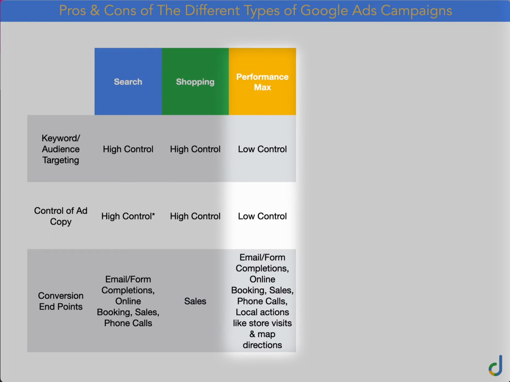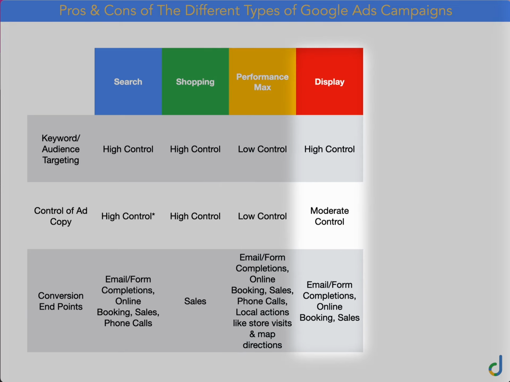Performance Max. Now, this is the one where you've got low control. So you have low control over keyword targeting and audience targeting. One thing I really want to stress is that you can't control Performance Max. So for search, you know how we said that you can also target to specific audiences and demographics. With Performance Max, you can't do that. You can't say that we don't want it to go to these audiences. You can add some controls around the ages and locations, but you don't have the same amount of control as what you have for search or shopping, and same with the ad copy.